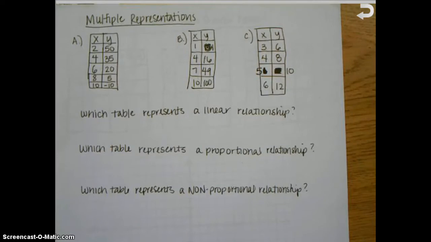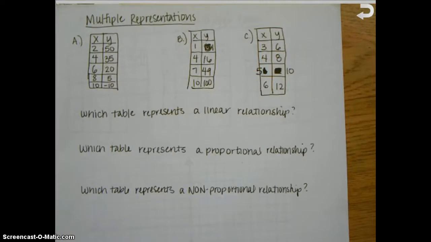You're going to have verbal representations where it's written in words. You have your equations, which is like 2x plus 4 equals y, and then you're going to have a table representation and a graph. So that's why it's multiple representations, because you're going to have to do it in various ways. So let's look at A.